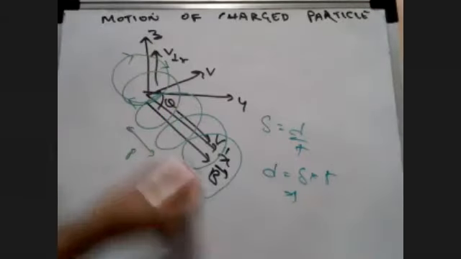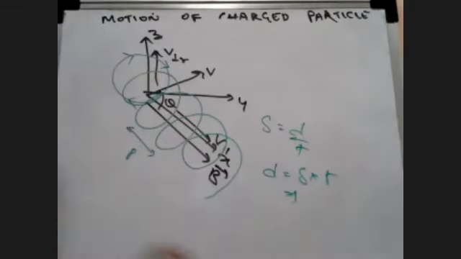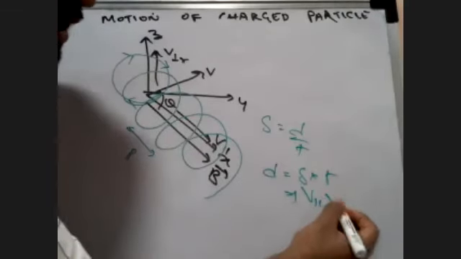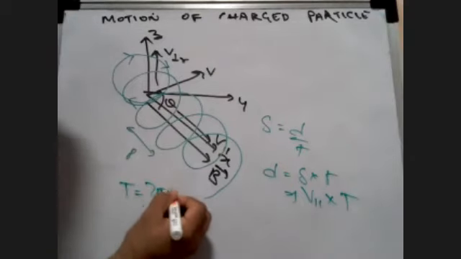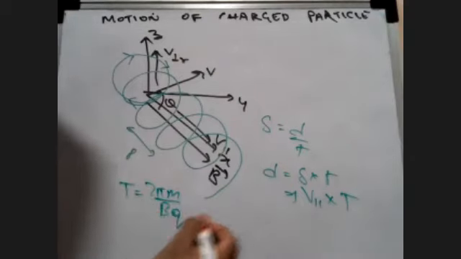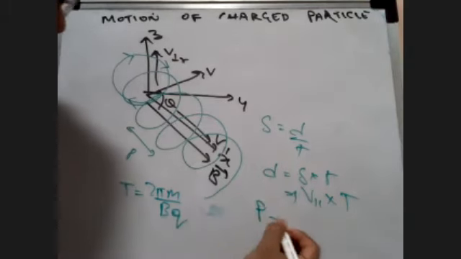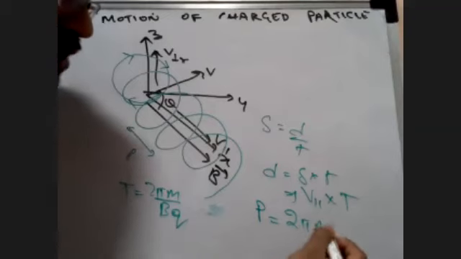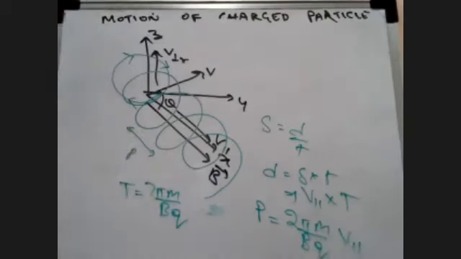So we put V parallel into time period T. T is given by 2 pi m upon BQ. Substitute that value over here, and you will get pitch P is equal to 2 pi m upon BQ, which is the time period, into V parallel. These are two important factors of a helix.